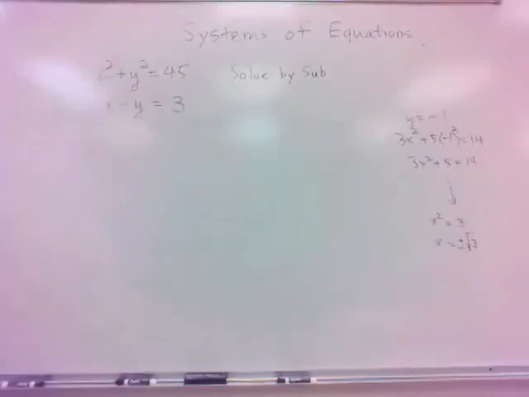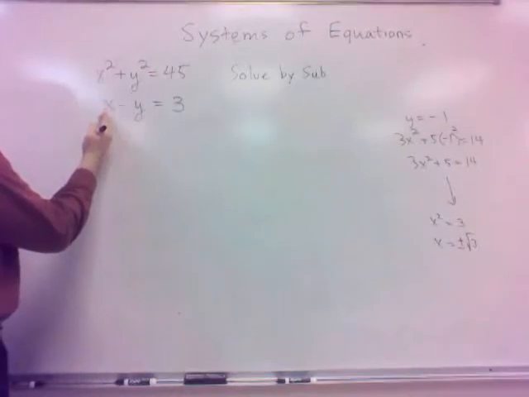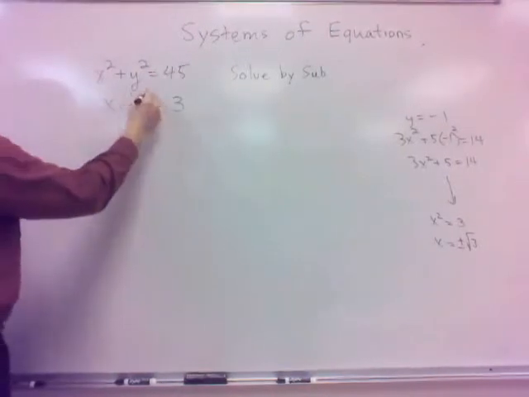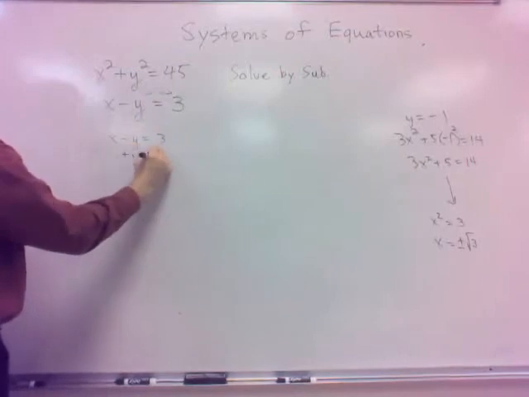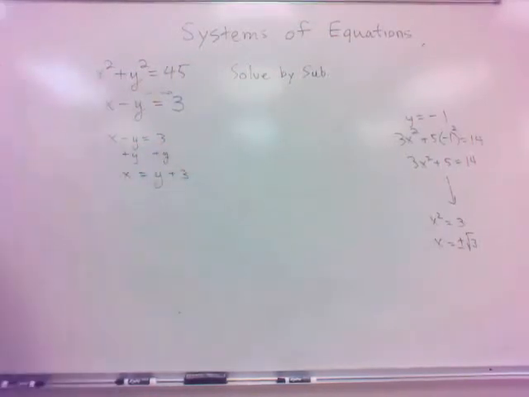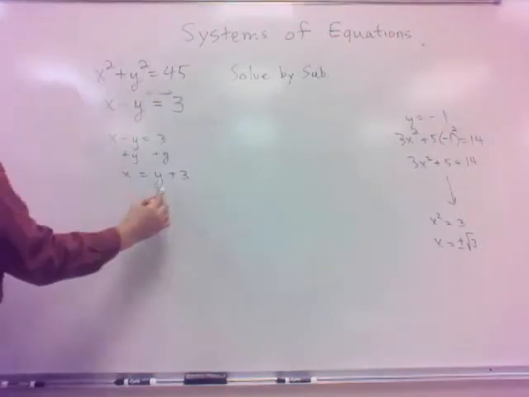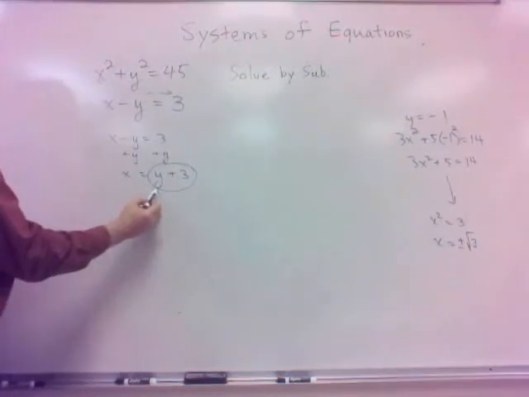And so if I solve by substitution, I need one of the variables by itself in one of the equations. And so it looks like this one. Solve for x, move the y to the other side, add y to both sides. So x is y plus 3, or 3 plus y, either way you want to write that. So there you go, we've got my substitution, right? x is y plus 3. So I can take y plus 3 and substitute it for x back in the other equation.